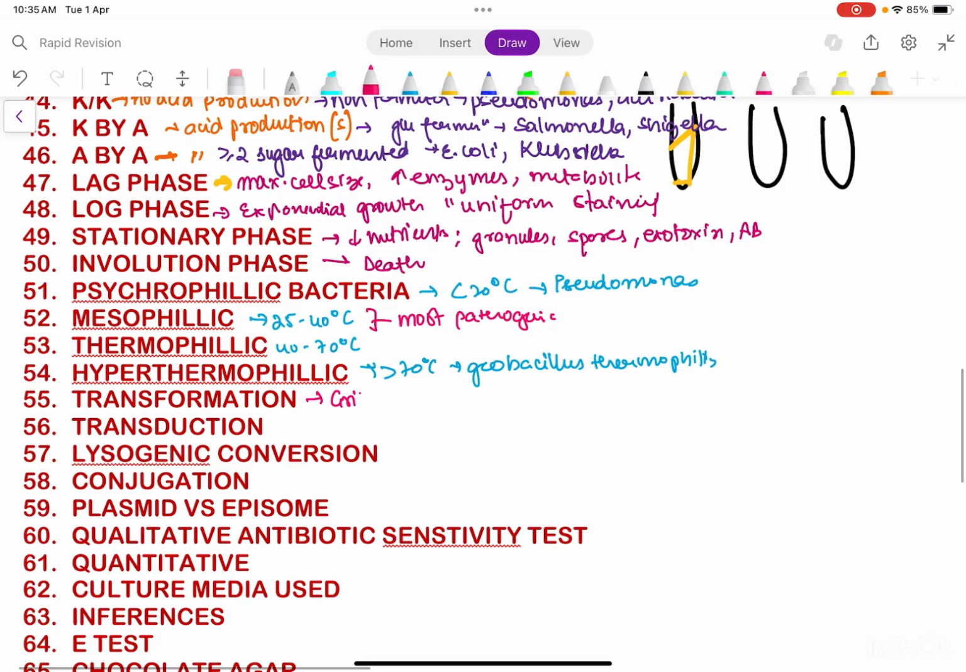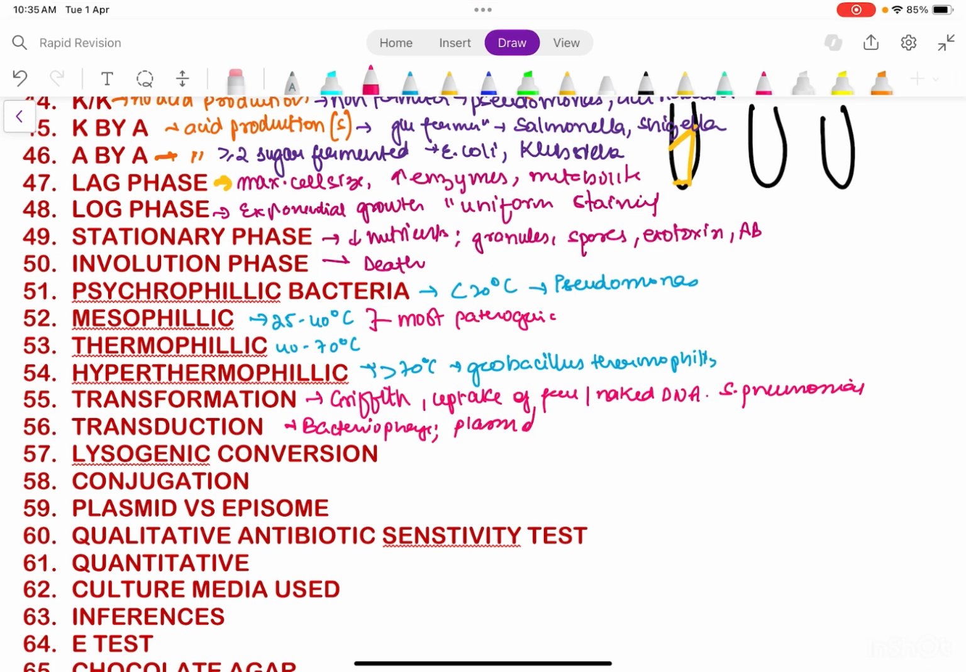Now let's talk about transformation. The transformation idea was given by Griffith. Basically in this there is an uptake of free or naked DNA, and it is seen in Streptococcus pneumoniae. Now transduction is shown by a bacteriophage. This is related to plasmid. Then lysogenic conversion is seen in Corynebacterium diphtheriae.